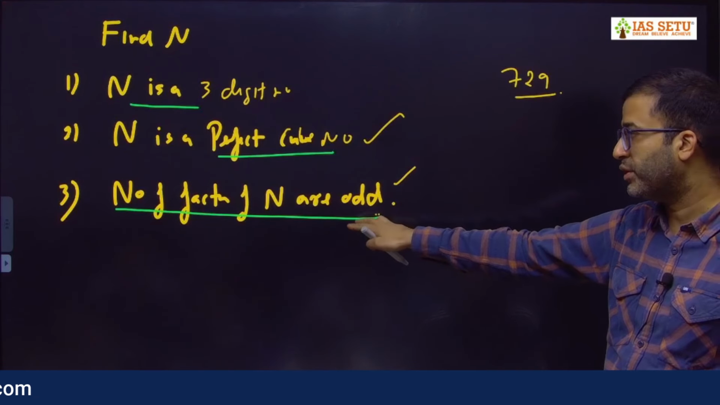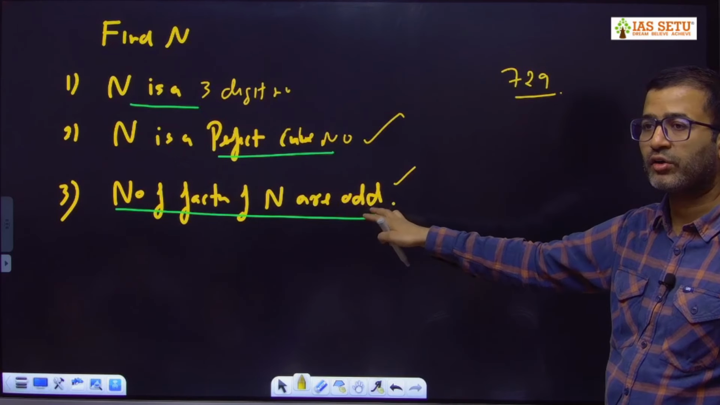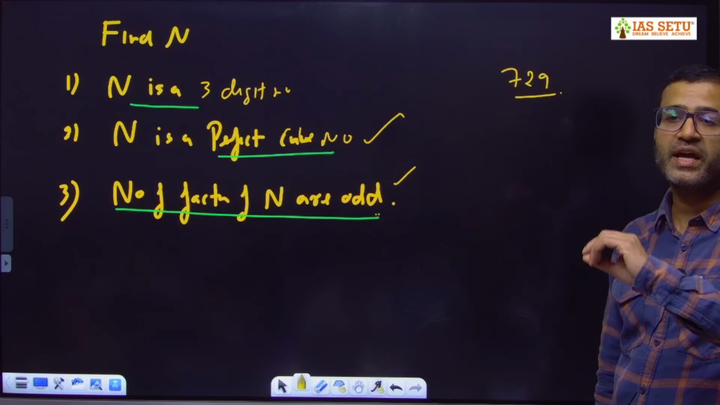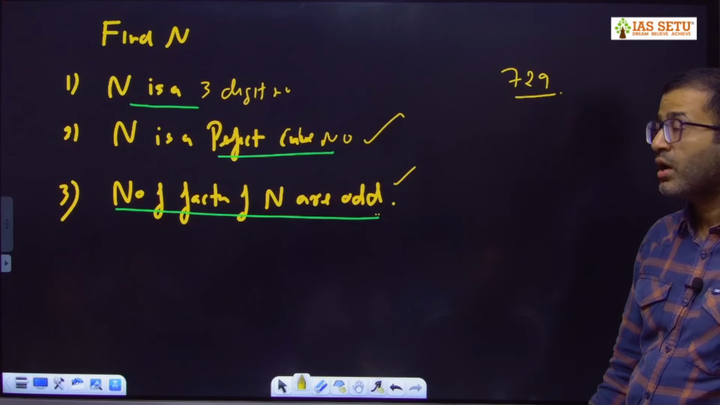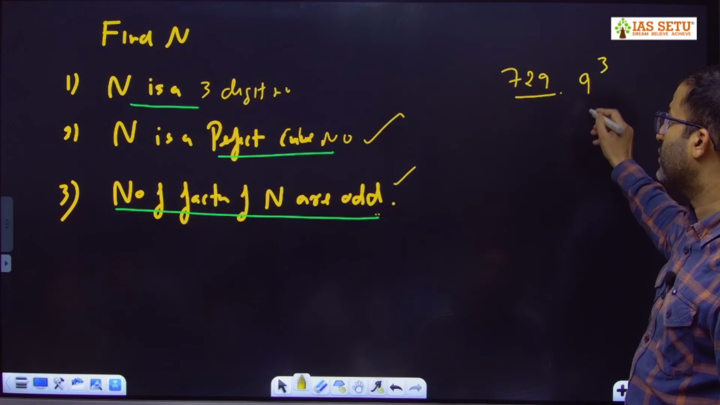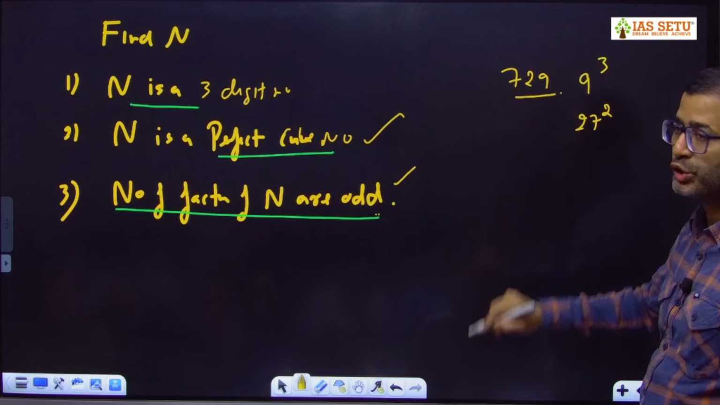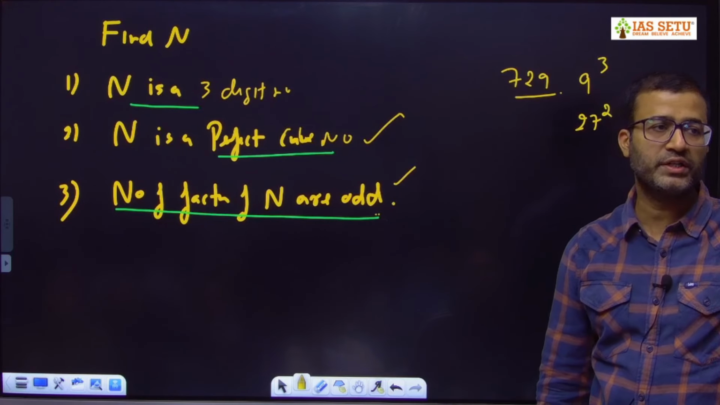It is the property of a perfect square number. Number of factors of n are odd. It means n is a perfect square number. How come 729? It is 9 cube and it is 27 square. ये 9 का cube है, 27 का square.